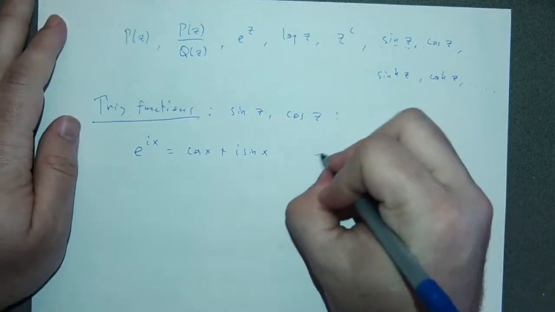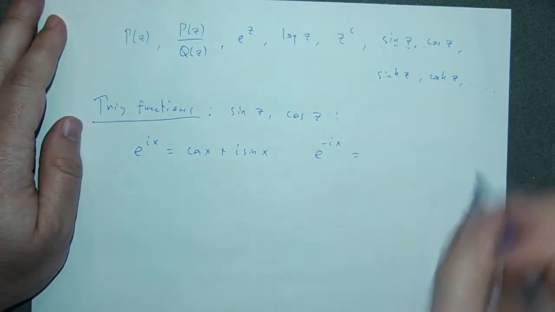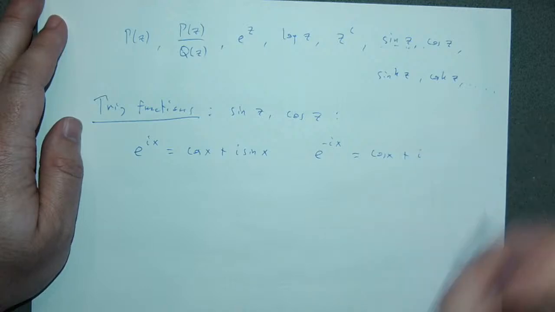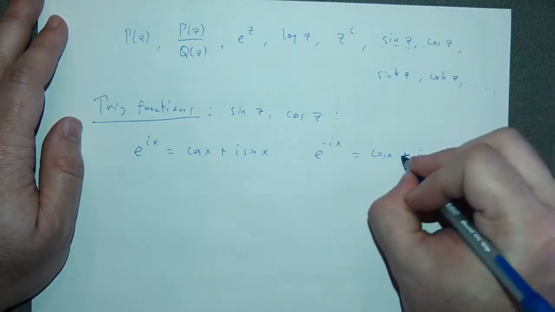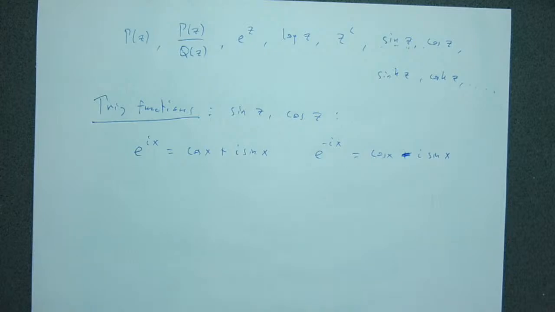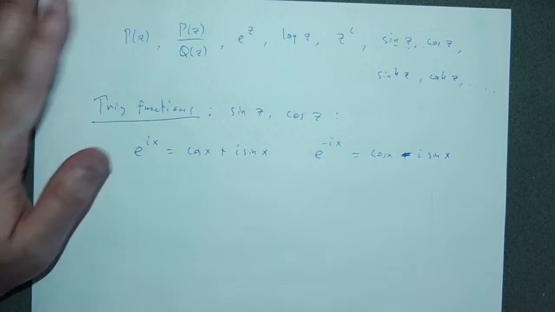Of course, e to the minus ix is cosine x minus i sine x. You can use the fact that cosine is even and sine is odd here to immediately write this out. Okay, so this is a minus.